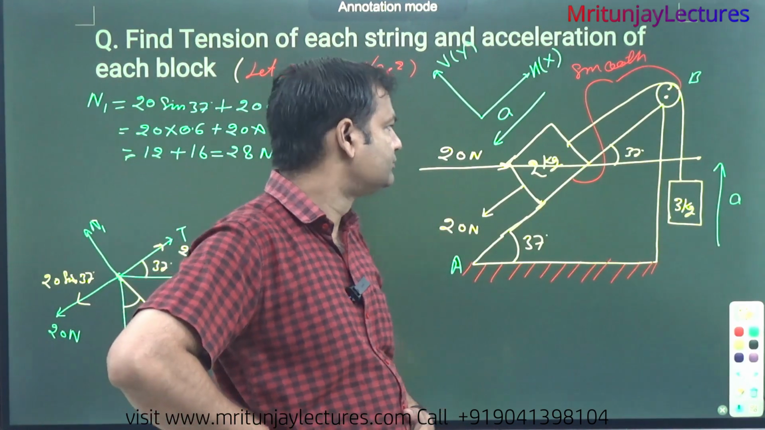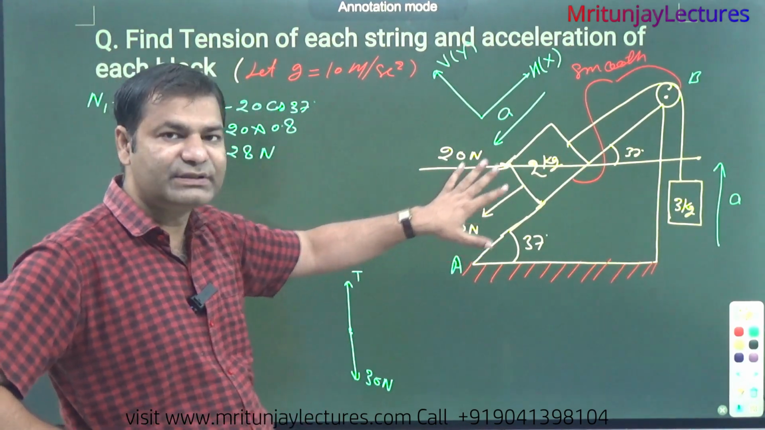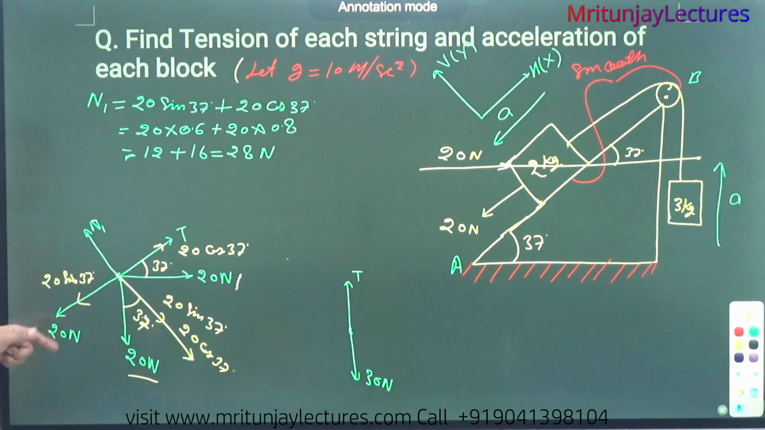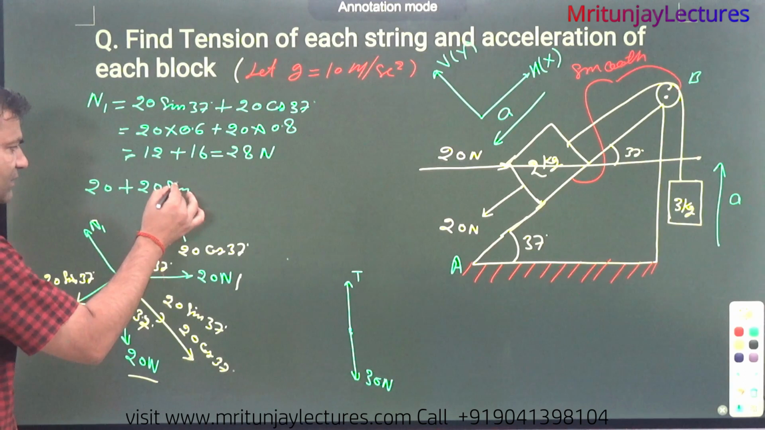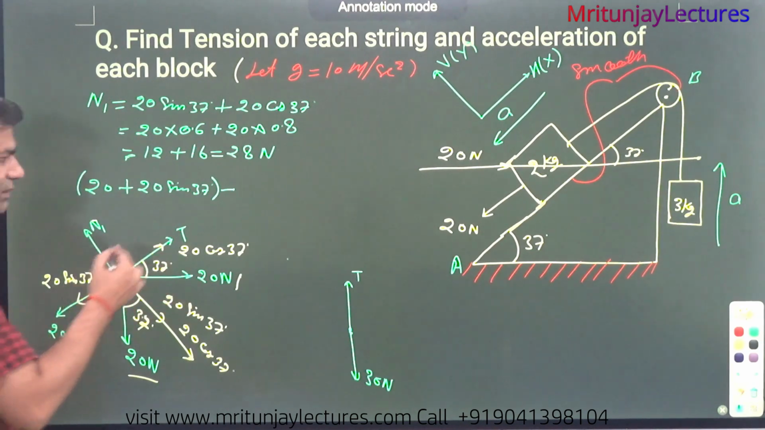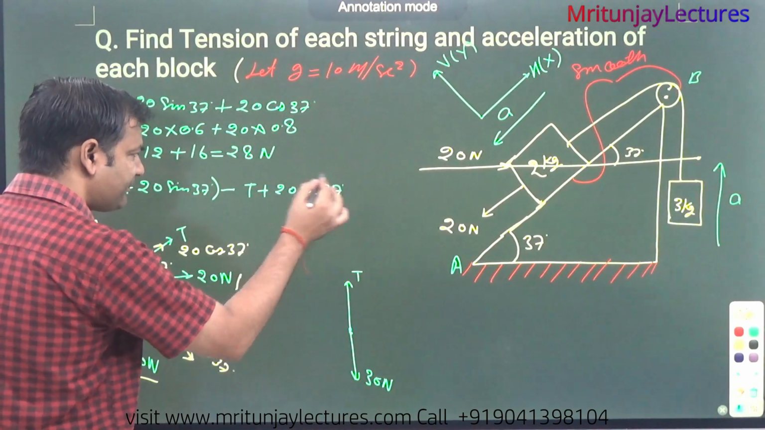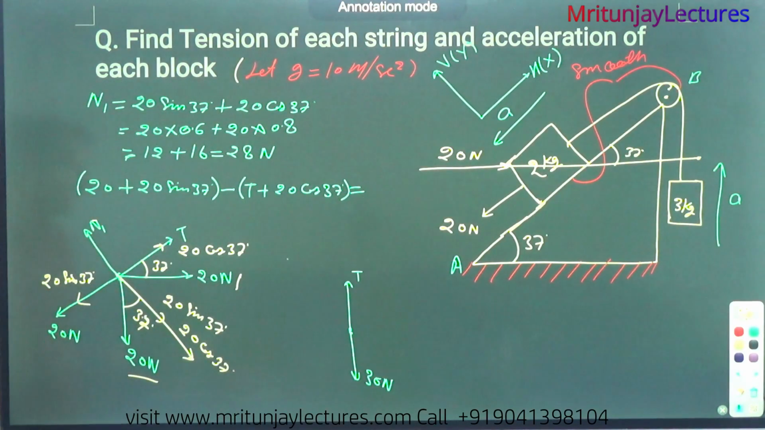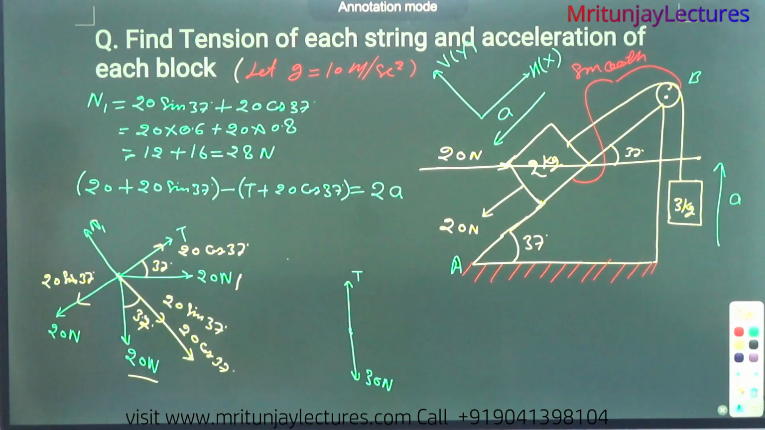Okay. So, if this whole block is moving corresponding to that one, it means that force is greater than that force. Okay. It means the sum of these two, 20 plus 20 sin 37, is greater than T plus 20 cos 37. This is equal to the unbalanced force, mass into acceleration. What about mass? 2. And that is A. That is equation number 1.